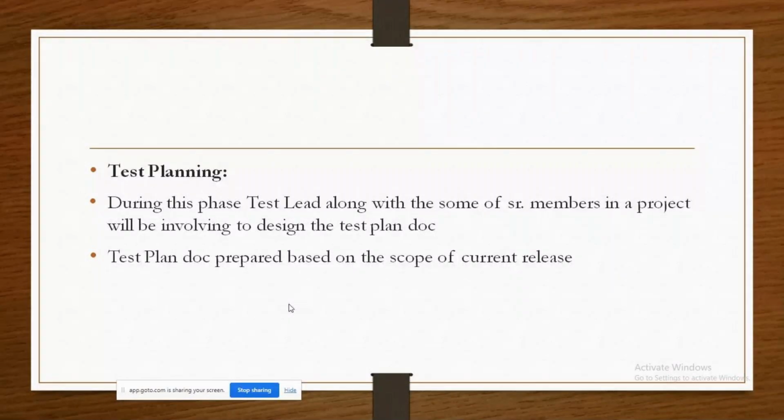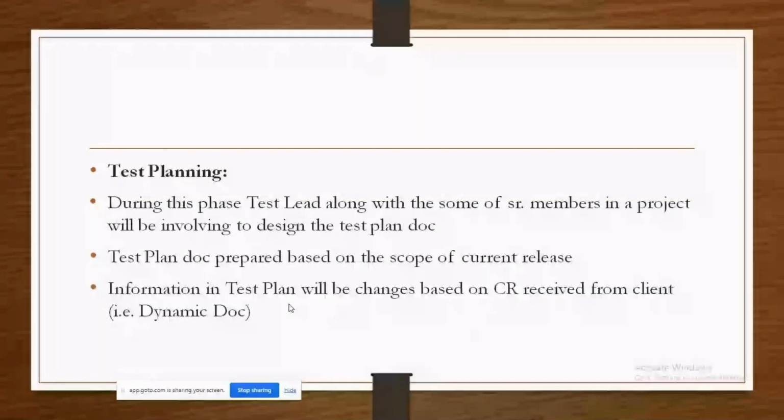So the test strategy, which I said, is a static document, build to build information does not change. But when you go for the test plan document, build to build information changes. That is the reason we can call the test plan a dynamic document when you compare it to the test strategy document. Information in the test plan will change based on CR, meaning change requests received from the client. That's a dynamic document.